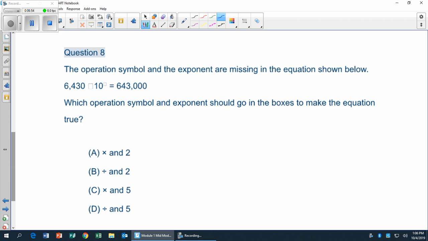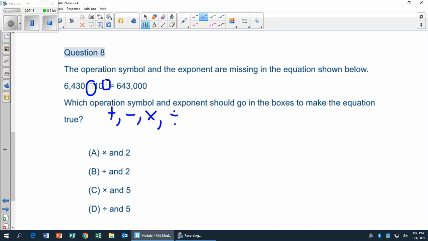Question 8, the operation symbol and the exponent are missing. So this is our exponent up here, and this is where our operation goes. Operation is saying either addition, subtraction, multiplication, or division. So it says which operation and exponent go in the box to make the equation true.